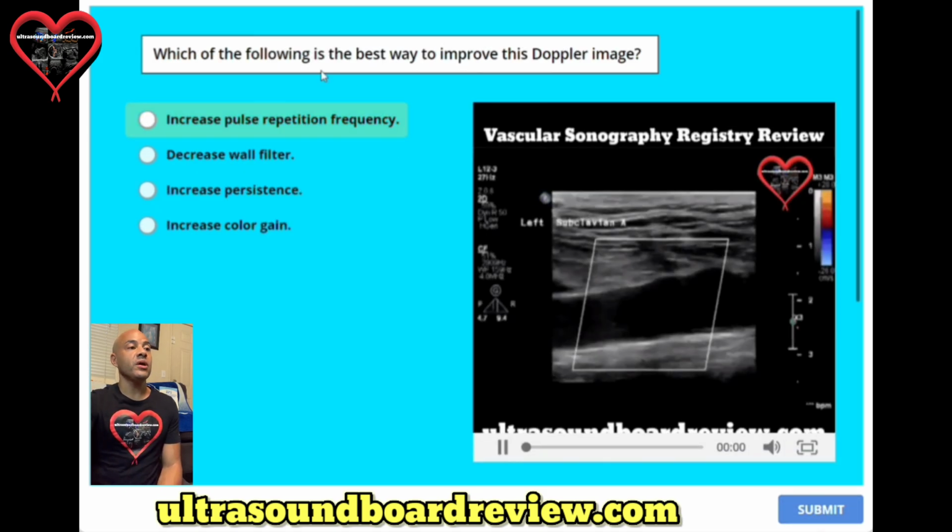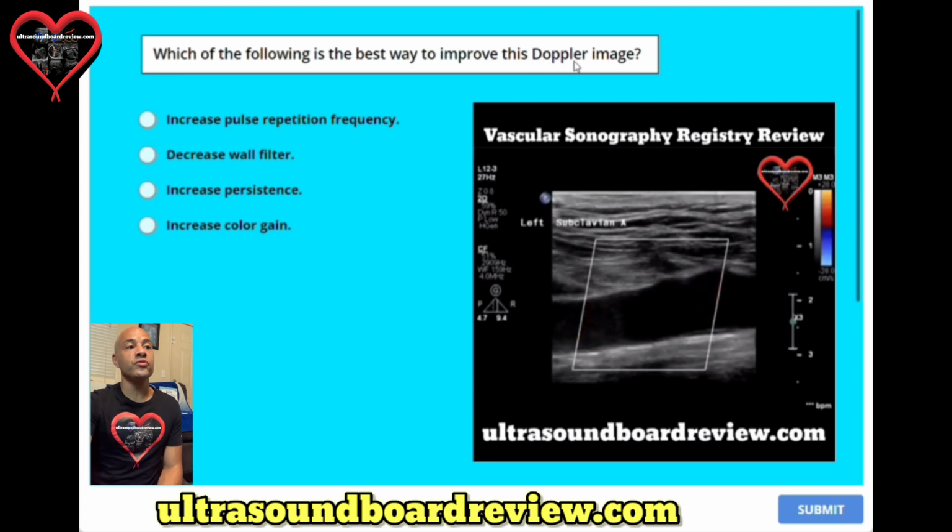Question 54. Which of the following is the best way to improve this Doppler image? A, increase pulse repetition frequency. B, decrease wall filter. C, increase persistence. Or D, increase color gain.